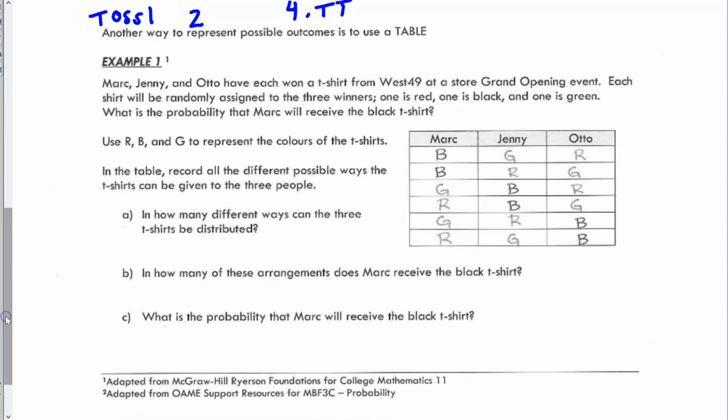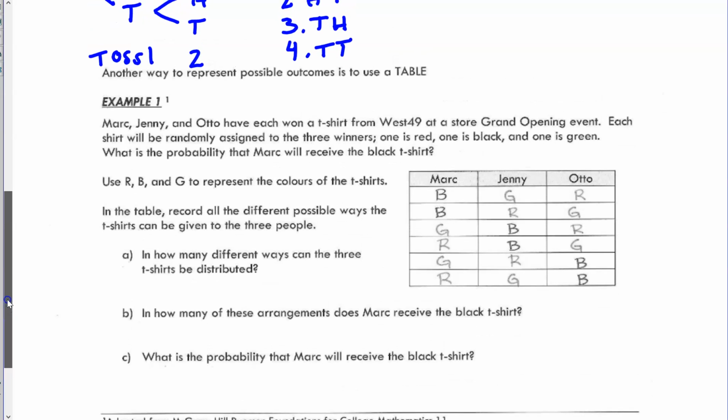So I filled in this chart already. R, B, and G represent the colors of the t-shirt. So Mark could get a black shirt, Jenny could get green, Otto could get red. Mark could get black, and then the red and green could be switched, right? So I just filled this in with the black being the block and then switching the other 2 colors. So in how many different ways can the shirts be distributed? There are 6 different ways, right? 1, 2, 3, 4, 5, 6.